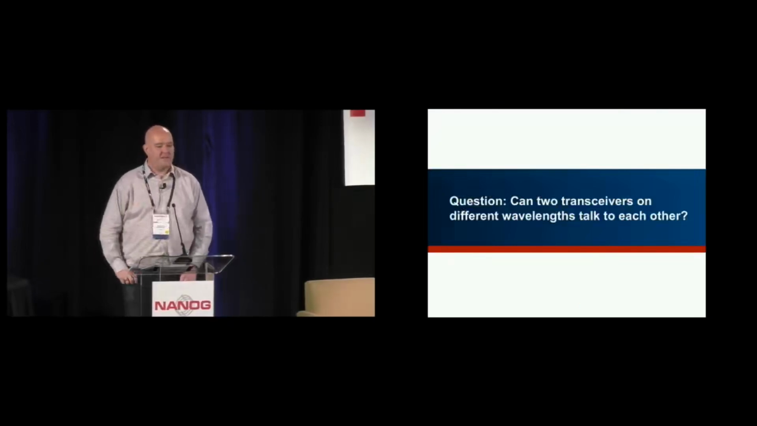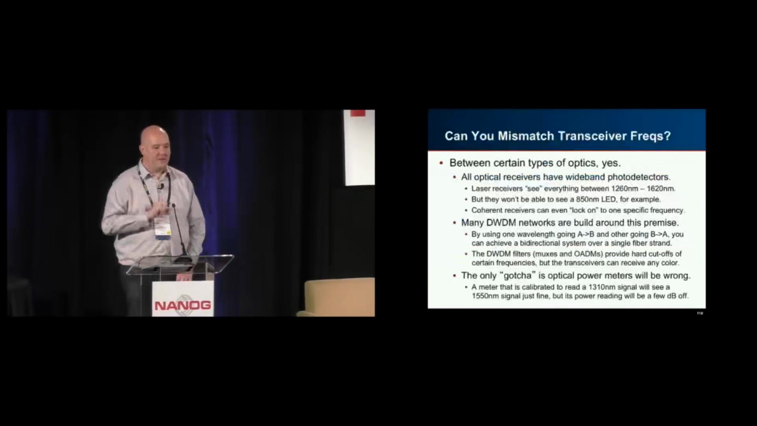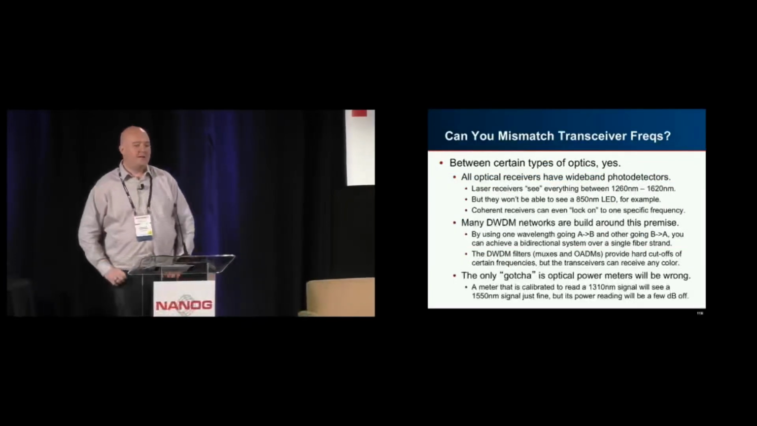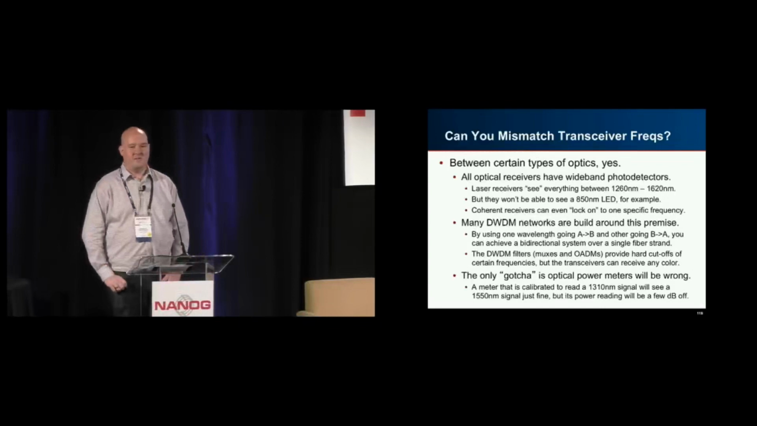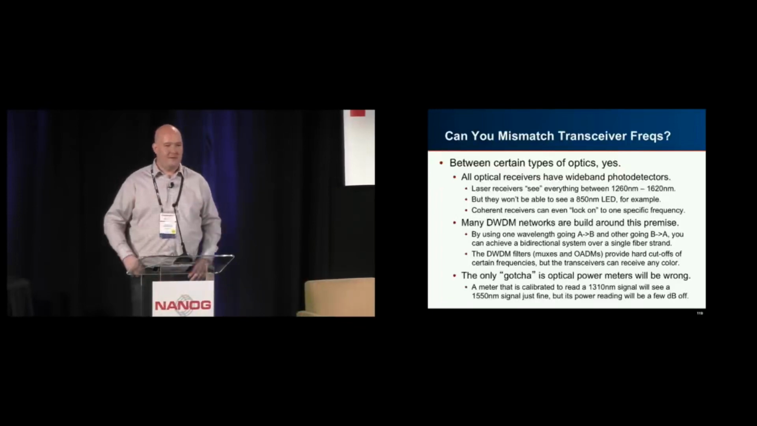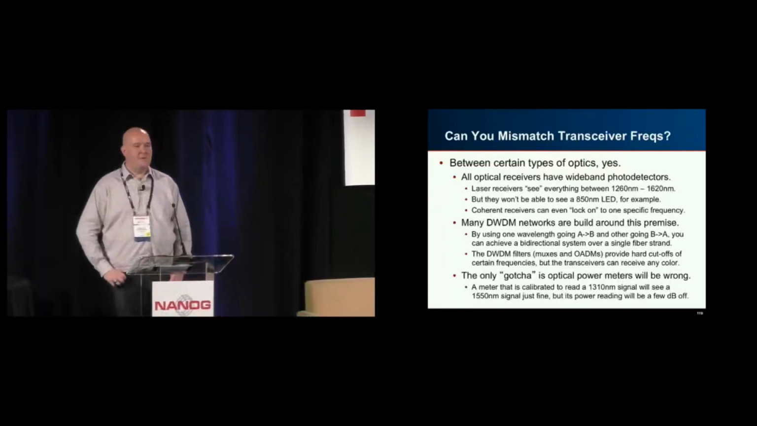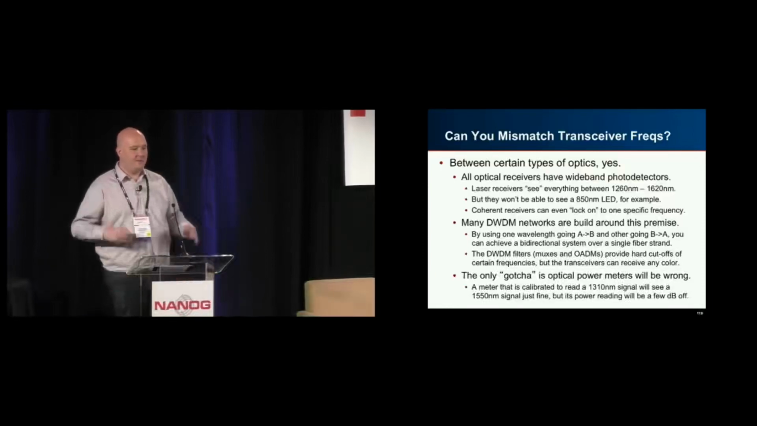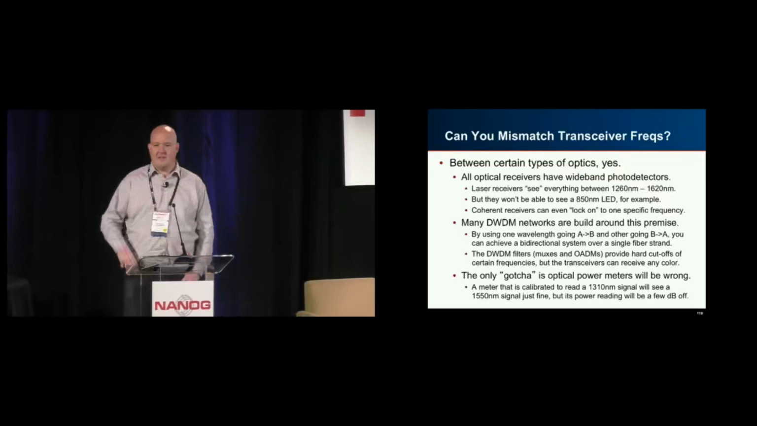A lot of times people ask, can two transceivers of different wavelengths talk to each other? Absolutely, for the most part. All optical receivers have wideband photodetectors. A laser receiver can basically see anything between 1260 and 1620 nanometers, everything you would ever transmit out of a laser. You won't be able to see an 850, since those are separate systems, but anything designed to work over single mode is for the most part going to be completely wideband. And coherent receivers, like I said, can even lock onto one specific signal and ignore all the rest. Lots of DWDM systems are built around this premise.